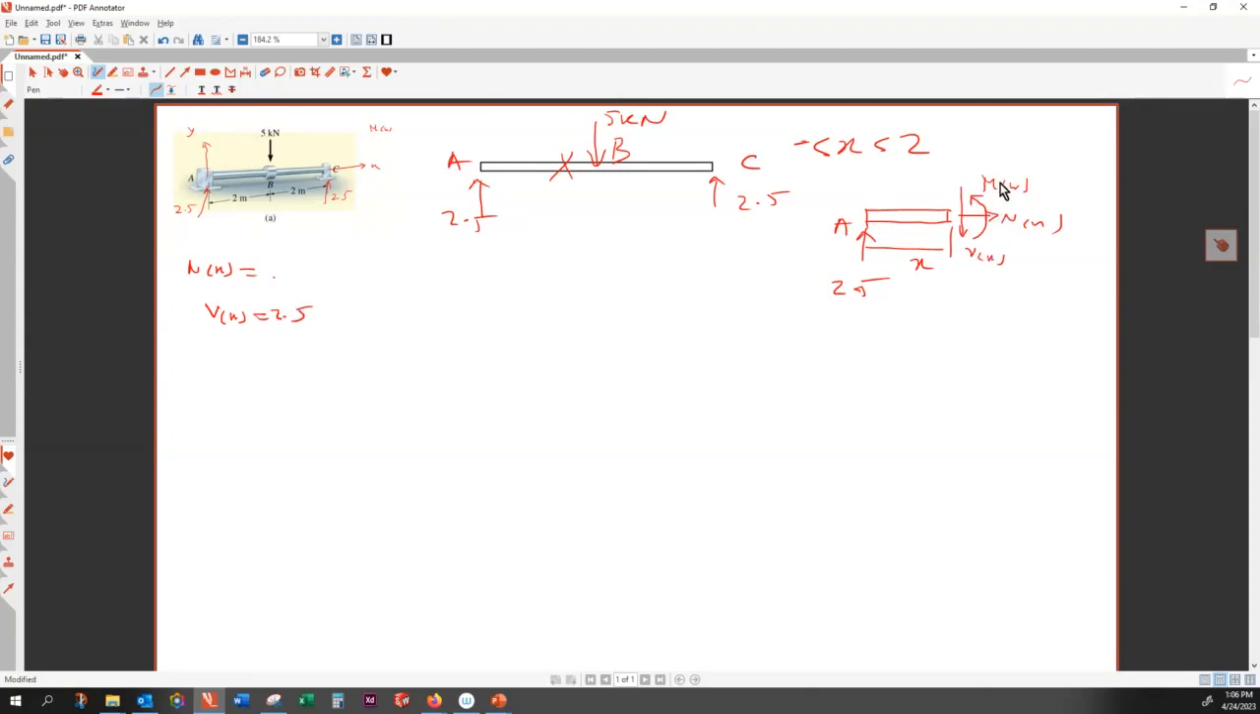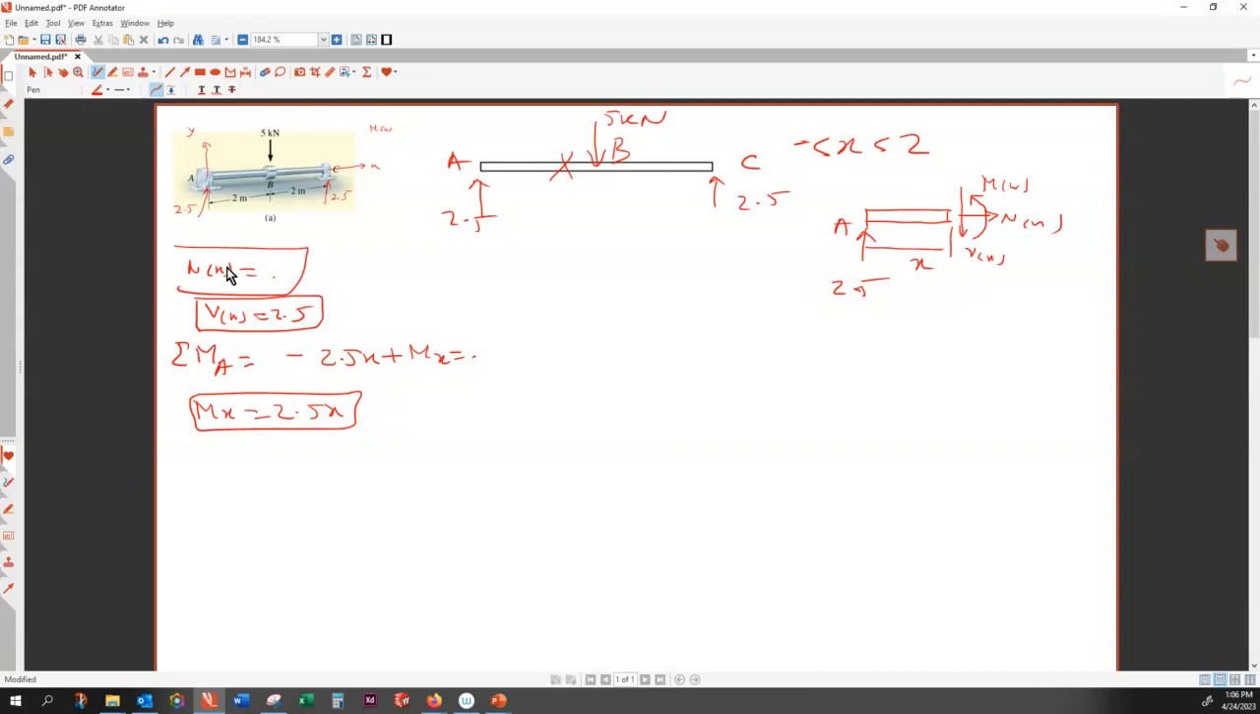And what can you tell me about M of X? M of X, if I take net rotation with respect to point A, that is V of X multiplied by X. That is, in a negative sense, minus 2.5X plus M of X is equal to zero. So therefore, in the first zone, I have M of X is equal to 2.5X.